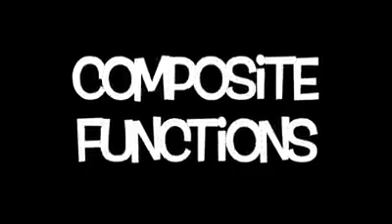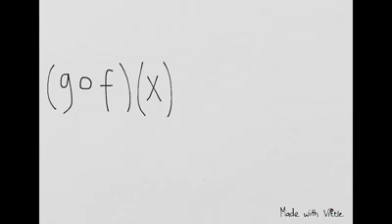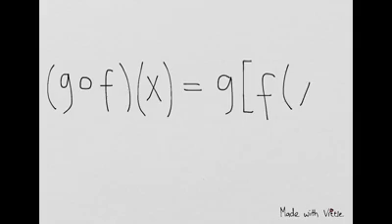In this video, we're going to learn about composition of functions or composite functions. The function notation g of f of x can be read as g circle f of x or g composite f of x. What this basically means is that we're plugging f of x inside of g, such that x is in the domain of f and f is in the domain of g.